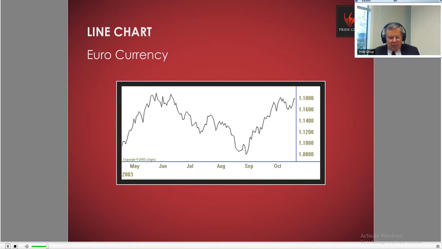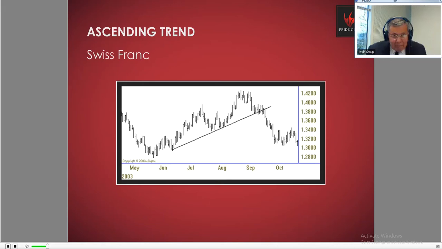Once we get the bar chart, what we're trying to do is look for trends within that price movement. We do this by drawing trend lines on the chart. Again, you can do these on your computer. In this case, what we have is an ascending trend in the Swiss franc. The way we draw that trend line is we pick two or three bottoms, connect them with a line, and then extend that line out into the future. We would look for support wherever that trend line touches the market, and then buy accordingly once it hits that trend line.